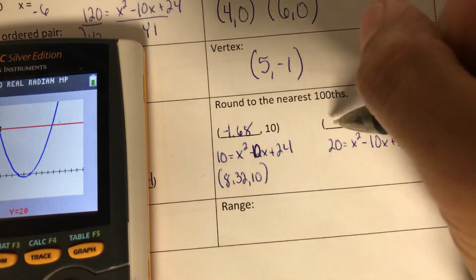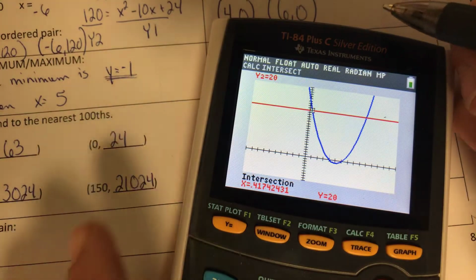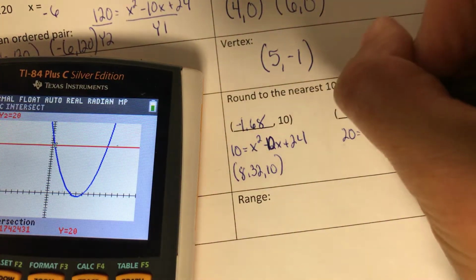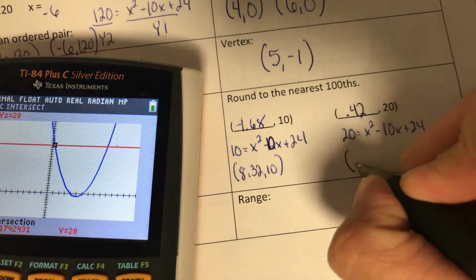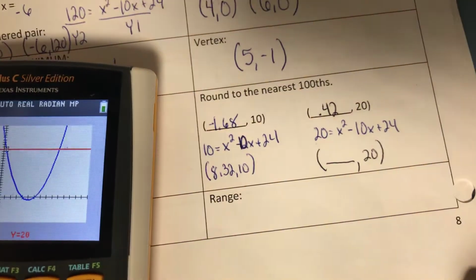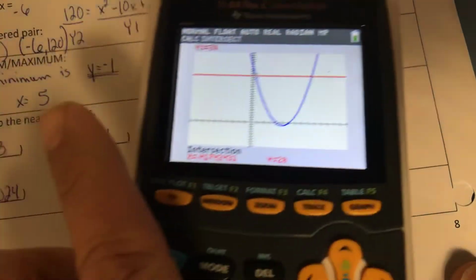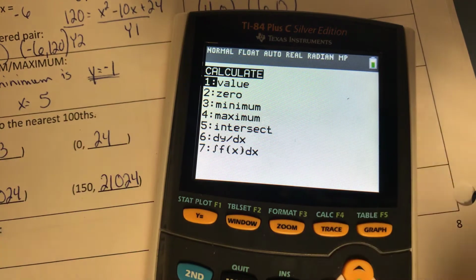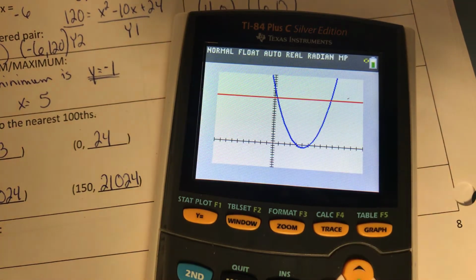And I'm going to write this as we're going to the nearest hundredths. Next video we'll go to the tenths. So 0.42 with 20. And then I'll go ahead and find the other one. I wasn't thinking about 2 answers when I made this, so I'll go back to my graph. I'll choose second trace. I'm going to choose intersect again.